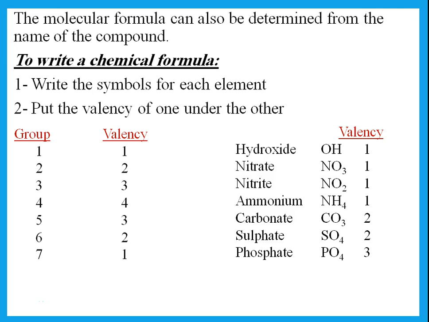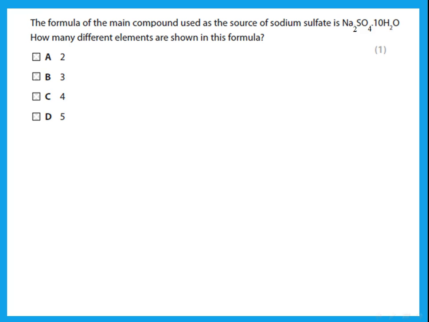So all of them have valency 1 except carbonate and sulfate have valency 2, and phosphate is the only one that we usually talk about that has a valency of 3. Okay, so we said to write a chemical formula, you write the symbols of each element and then put the valency of one under the other. So if you determine that the valency of something is 1 or 2 or 3, you put that number under the other element in the molecule. So let's try some of these.